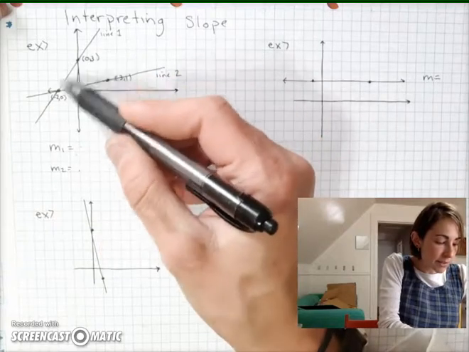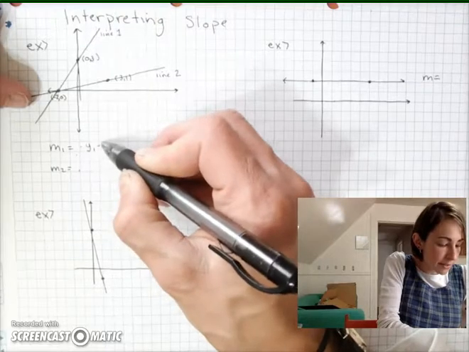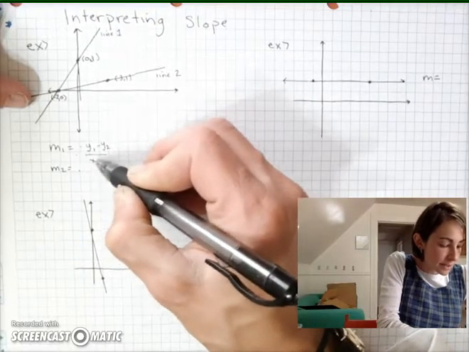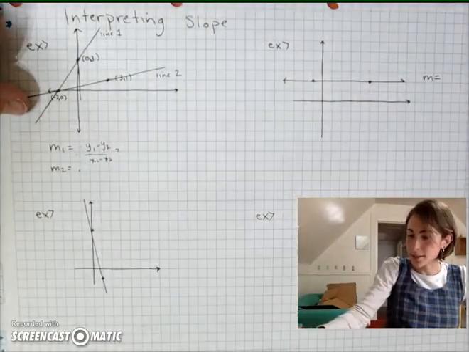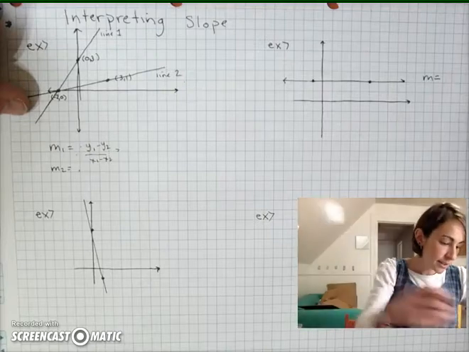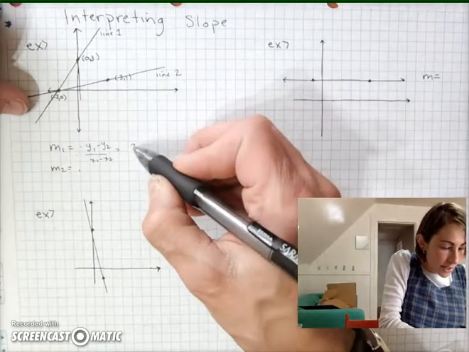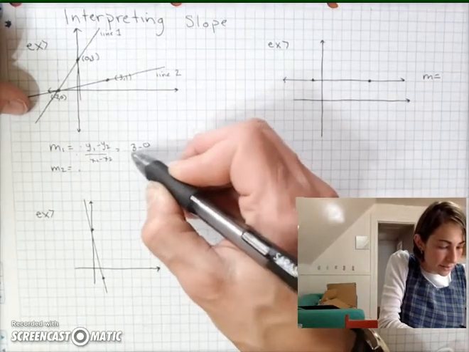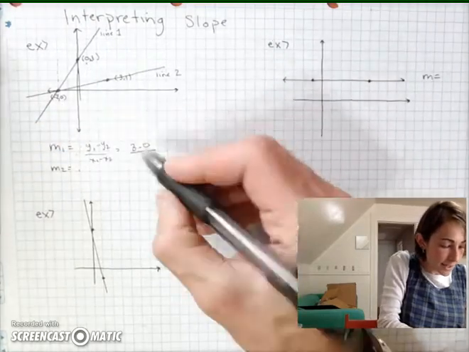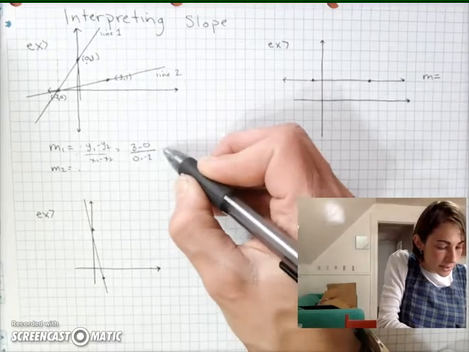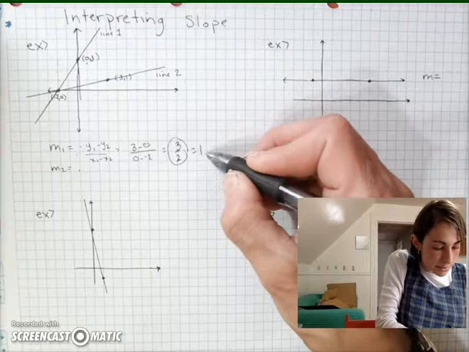M1 is going to be the slope for line 1. I do the usual thing: y1 minus y2 over x1 minus x2, so the change in the y values over the change in the x's. The change in the y's between these two is 3 minus 0, and the change in the x values will be 0 minus -2. So that gives us 3 over 2 as our slope. As a decimal, this is 1.5.